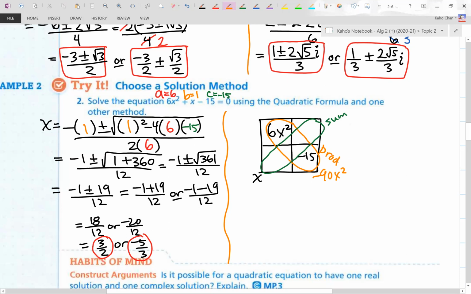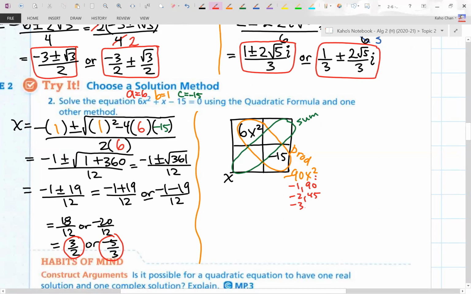Negative 90x squared. Let's think of all the possibilities right now. Of negative 90, here we go. Negative 1 and 90, nope. Negative 2 and 45, nope. Negative 3 and 30, I'm looking for 1x now. That's what I'm looking for. Negative, does 4 go into that? Yeah, it does. Oh my gosh. 4 and 20, maybe it doesn't. I'm kind of losing my mind here, Mr. Chan. Oh, it doesn't.